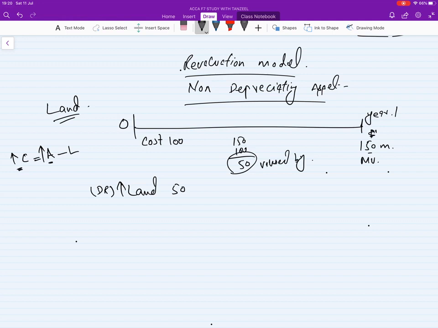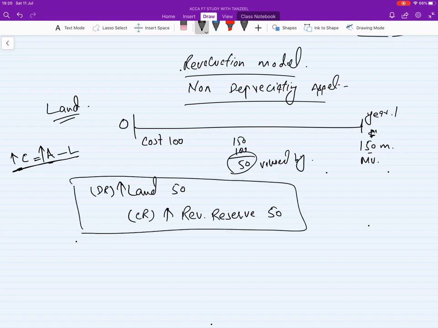It's not realized. It's not realizable. So in this equation, if you increase the asset, it means it will increase your equity. So you need to credit the revaluation reserve account by 50. And we have discussed that when equity increases, it is credited. We will credit the equity when it increases. So this will be your double entry.